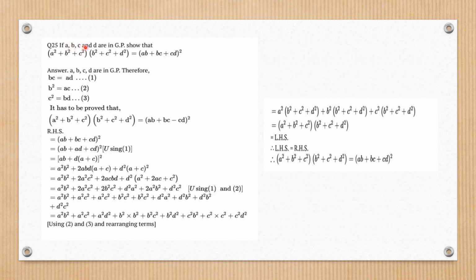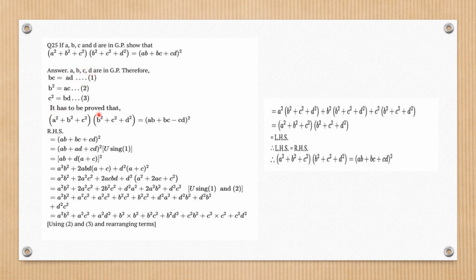Number 25 says if A, B, C, D are in GP, show that these two sides are equal. Now let us start solving. How do we solve such questions? Since A, B, C, D are in GP, that means BC is equal to AD. Product of these two is equal to the first and last. That means if I take the first three, then B square is equal to AC, and C square is equal to BD, like this. Three numbers in GP, if we are taking, then this will be the condition. BC is equal to AD. The middle one squared is equal to the product of the extremes.